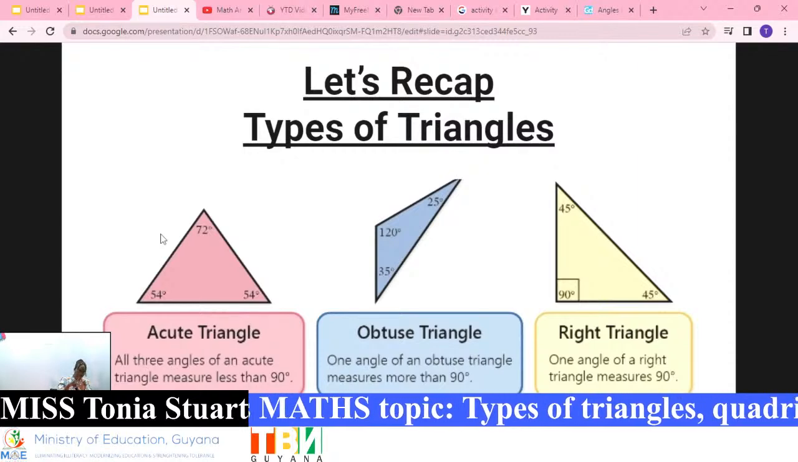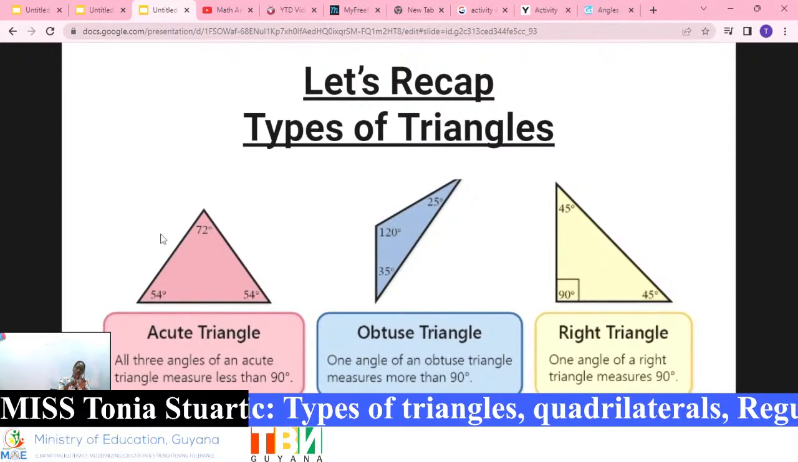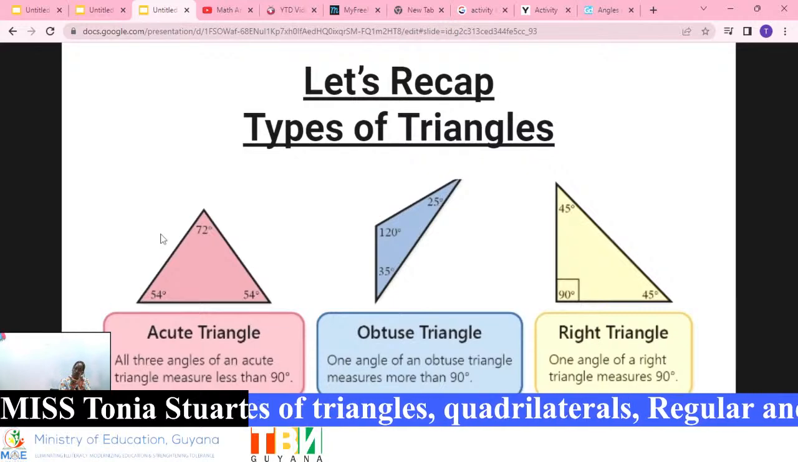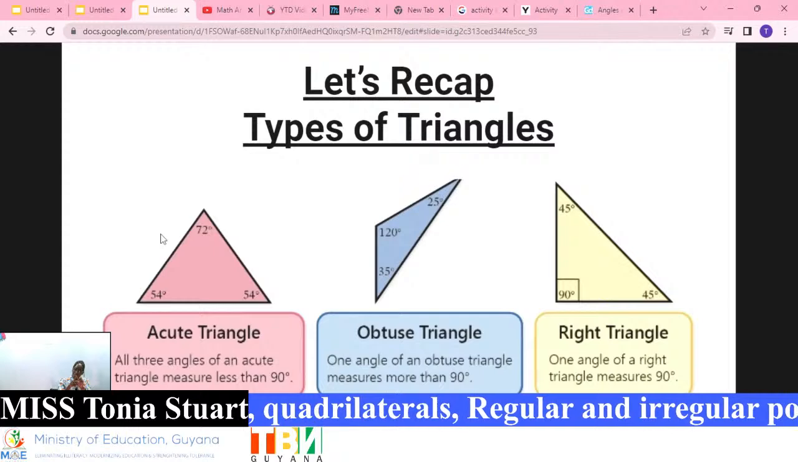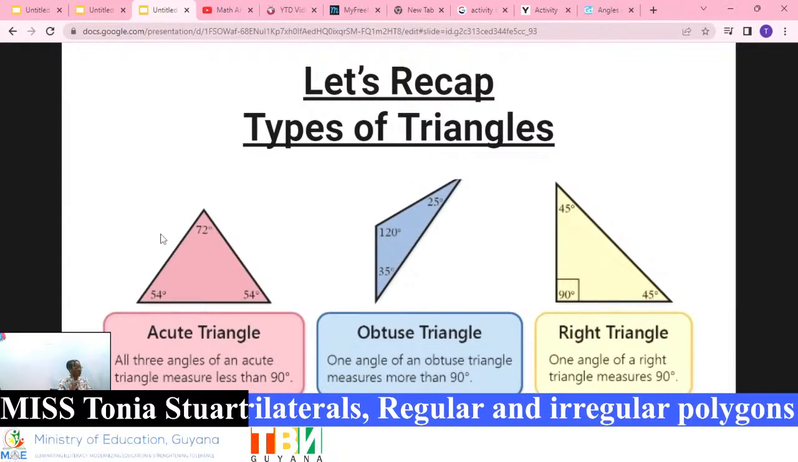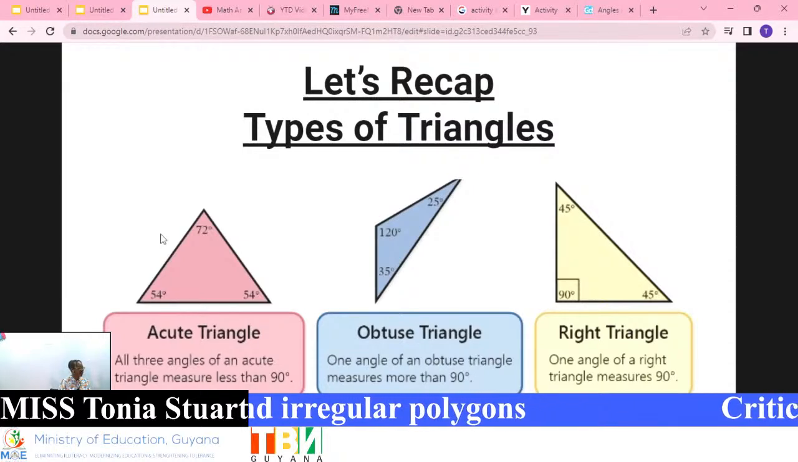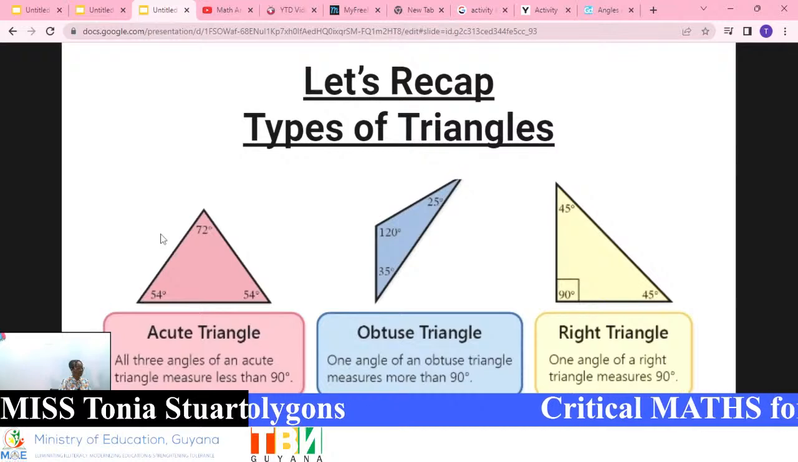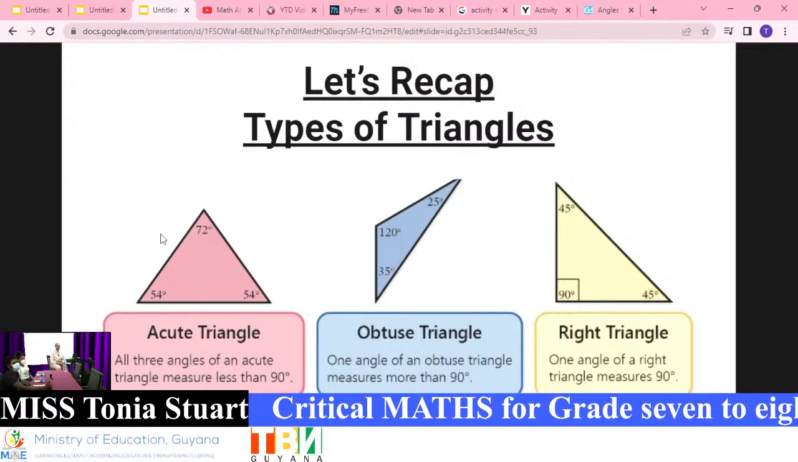If you can see what I'm saying from my little triangle here, if we have the other one going obtuse, you see where the two lines went? They would not be able to connect. That is why we must only have one angle more than 90 degrees. Let's look at the right triangle. One angle of a right triangle measures 90 degrees. Okay, great.